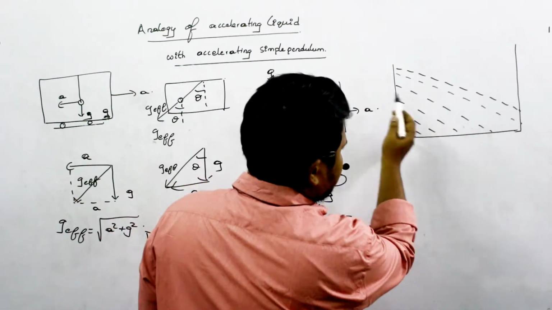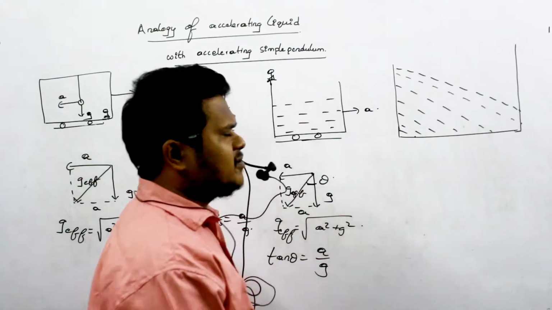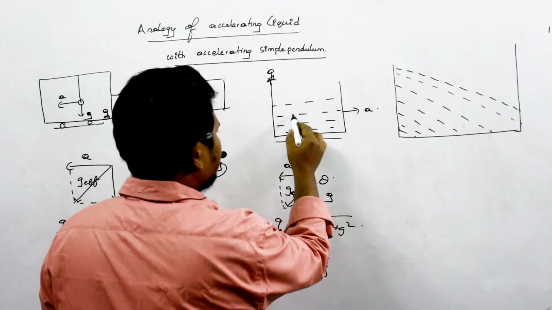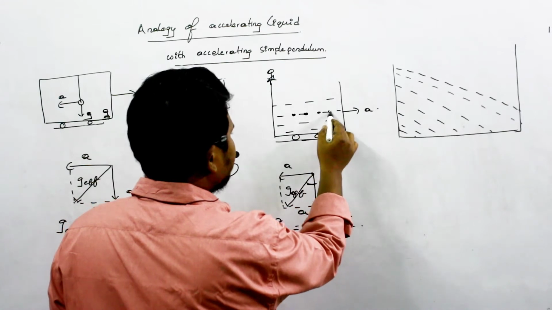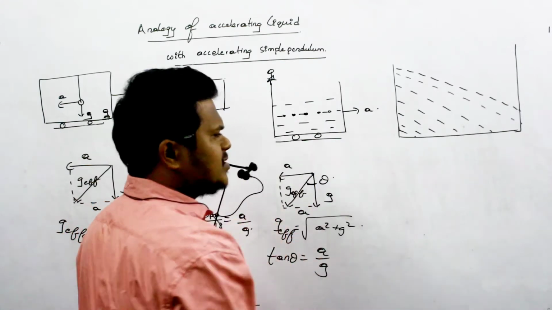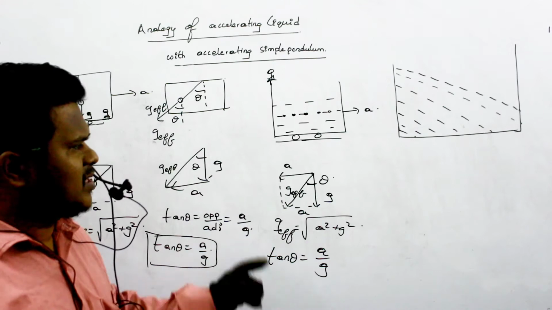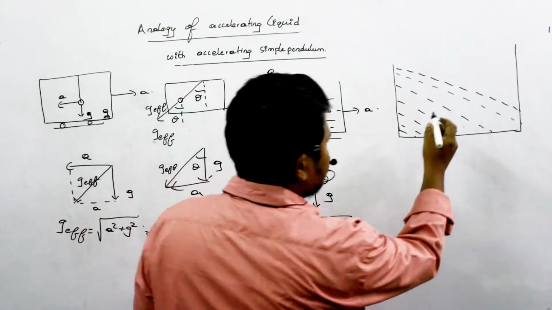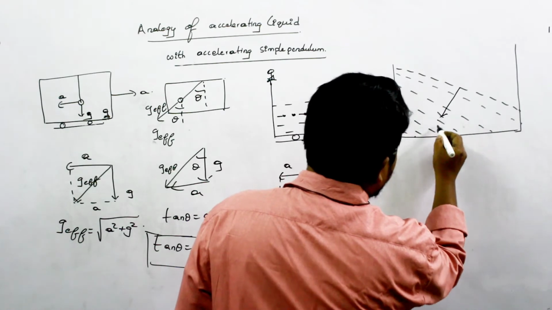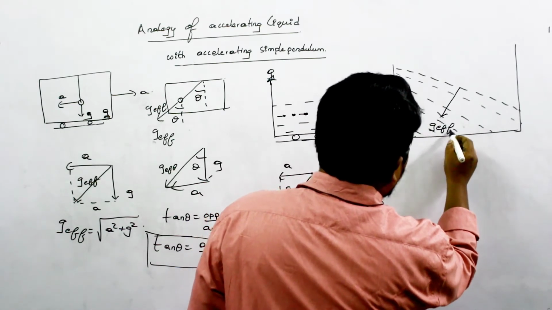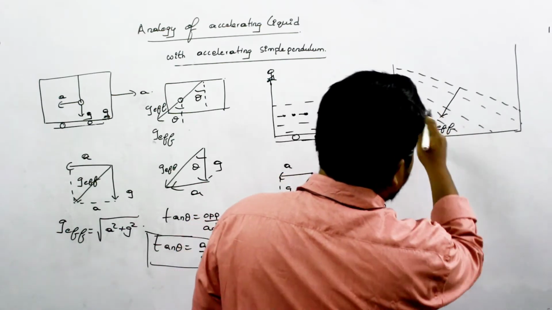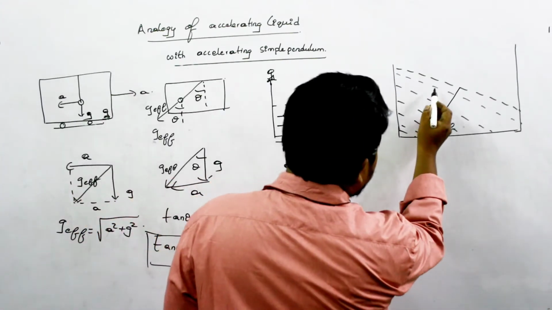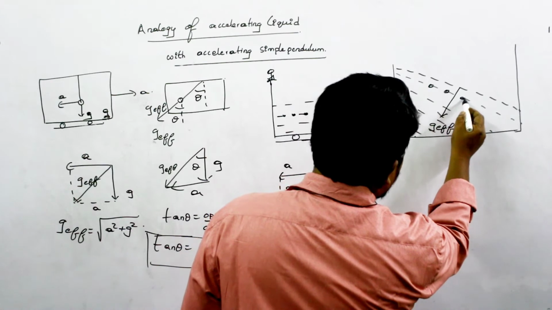These straight lines we call equipressure lines. Because when the liquid is horizontal, every point below this one which is at the same level is at the same pressure according to Pascal's law. The same Pascal's law we can apply here. Because this is the direction of G effective, all the lines perpendicular to this G effective direction, all the points on them should have the same pressure.